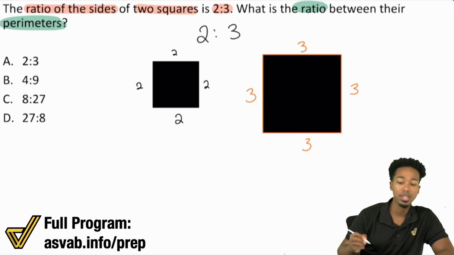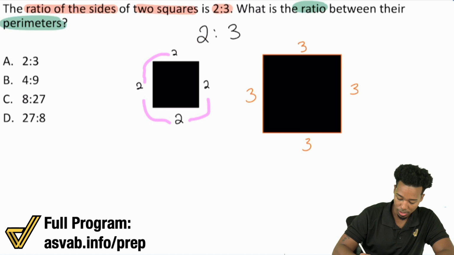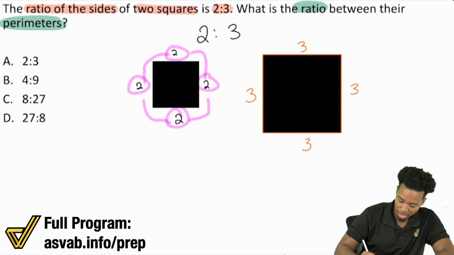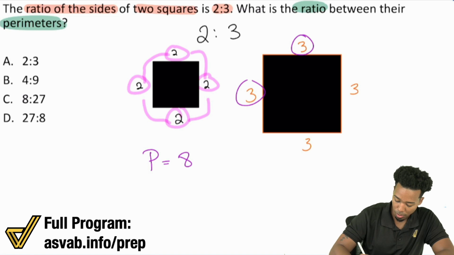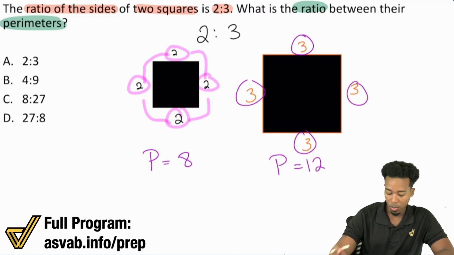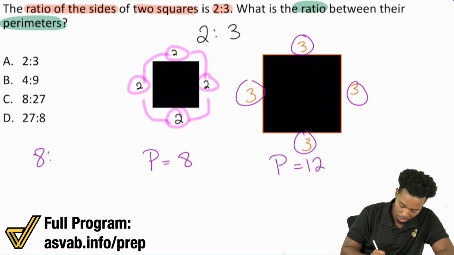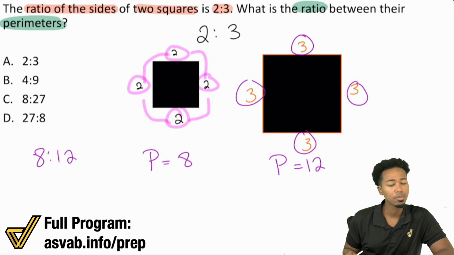To find the perimeter, it's the distance all the way around. So 2 plus 2 plus 2 plus 2, 4 times 2, that's going to be 8. Over here, 3 plus 3 plus 3 plus 3, that perimeter is going to be 12. What is the ratio between those perimeters? 8 to 12. Can we simplify that?